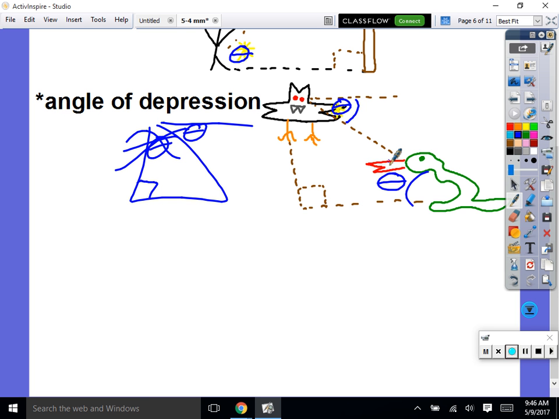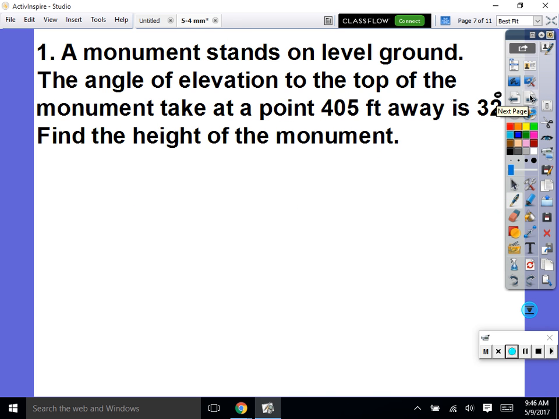So if I said to you the angle of depression from my eyes looking down to the garbage can, I would create this angle up here. So then we'd have to flip it and put it down here. Does that make sense, everybody? Okay, now we can start. So go to number 1. All my examples are coming off your worksheet.